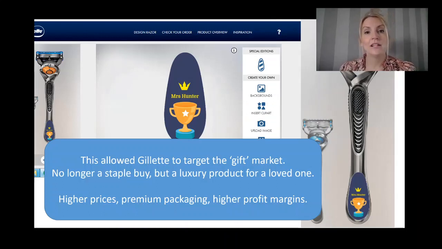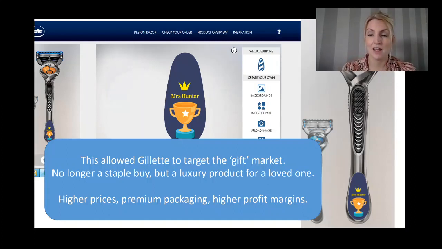And this is one of the latest innovations of Gillette's, and it's going into the gift market. It's no longer a staple buy, where a man or a woman buys a razor for a shave. I think that Gillette have seen everyone else come on board, giving the disposable razor. So what they've done is they've targeted the gift market.